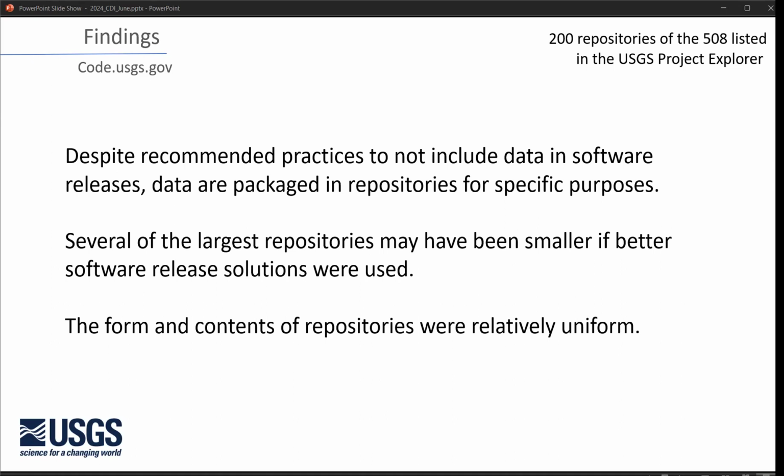So in general, we found the form and content of repositories to be relatively uniform in scraping or mining code.usgs.gov. Because scientific software releases at the USGS must be released through code.usgs.gov, and working with GitLab does require a technical skill set, we found that these published software releases generally follow best practices that are appropriate for Git repositories. However, it's important to remember that this component of the findings evaluated software releases that made it through to completion, and survivorship bias may be a strong factor here.